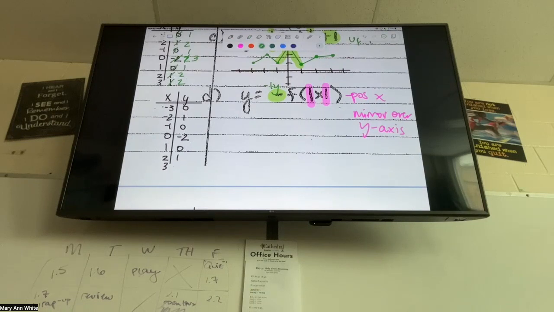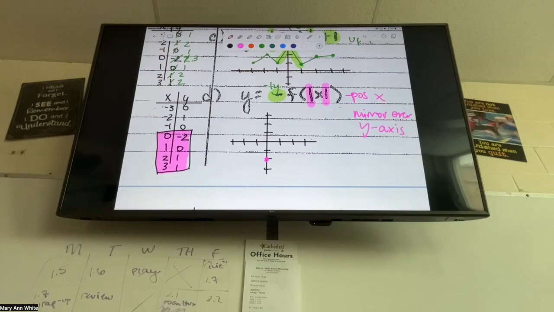When I look at my t-table, I do not care about my negative values. I'm only going to graph these positive x's, and then I'm going to flip it over the y-axis, okay? I know it's an absolute value, and a bunch of us are like, oh, well, because it's an absolute value, that means that there's no negative y's. That's not true. There are negative y's, but it only happens if it came from a positive x value.